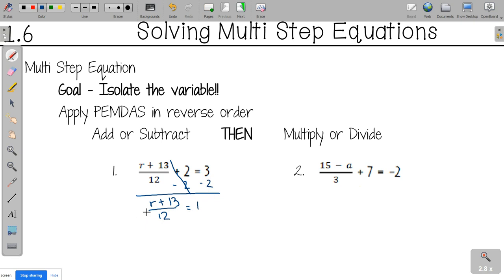We have to get rid of this denominator. So we're going to do the opposite and multiply 12 on both sides. Cancels out, we're left with what's on top. So we have r plus 13 equaling 1 times 12 is 12. Now we have r plus 13, opposite of addition and subtraction, so we're going to subtract 13 from both sides. Cancels out, left with r equaling 12 minus 13 is negative 1. So we get r to equal negative 1.